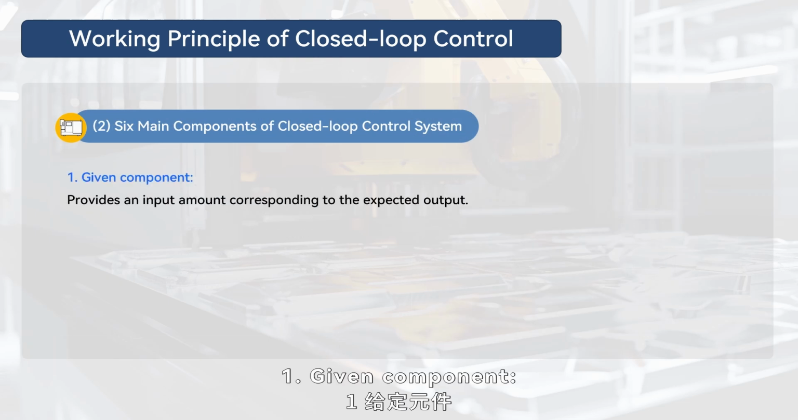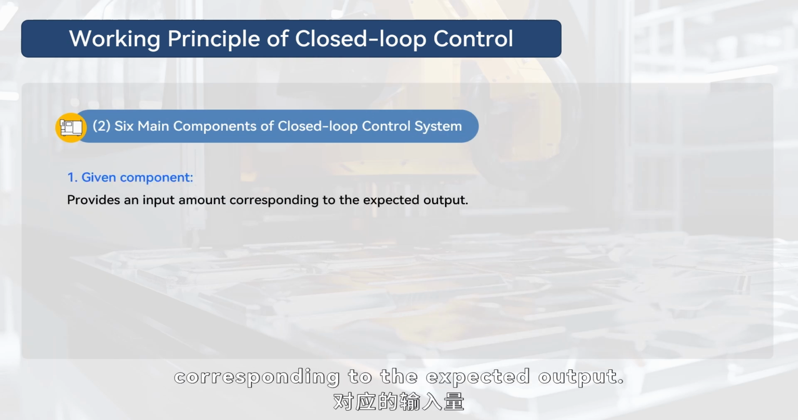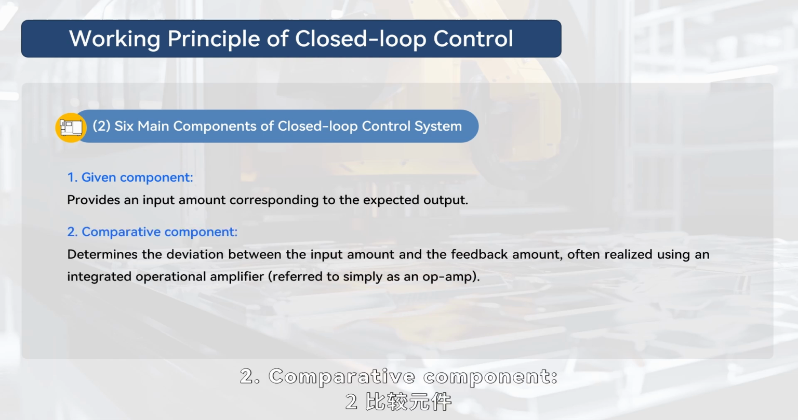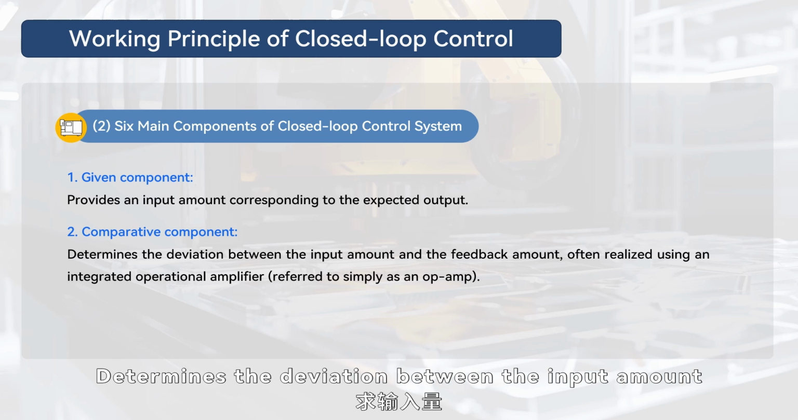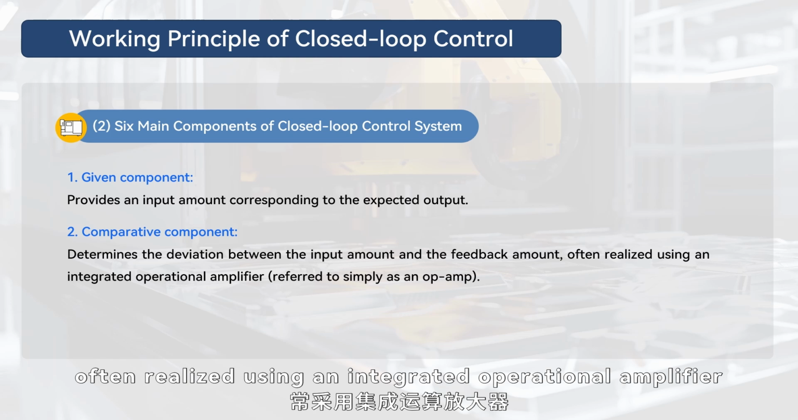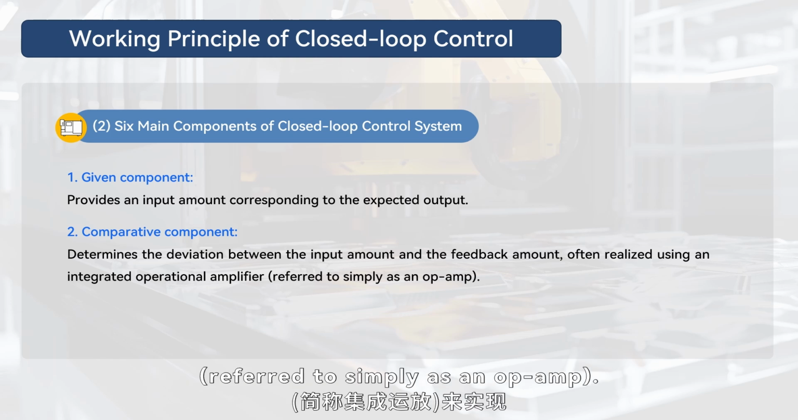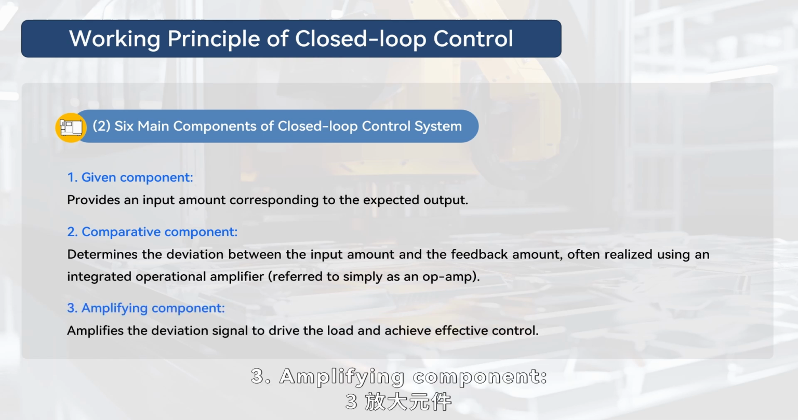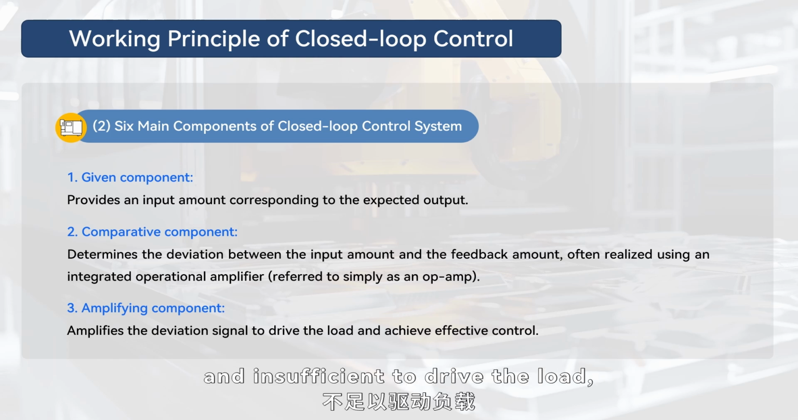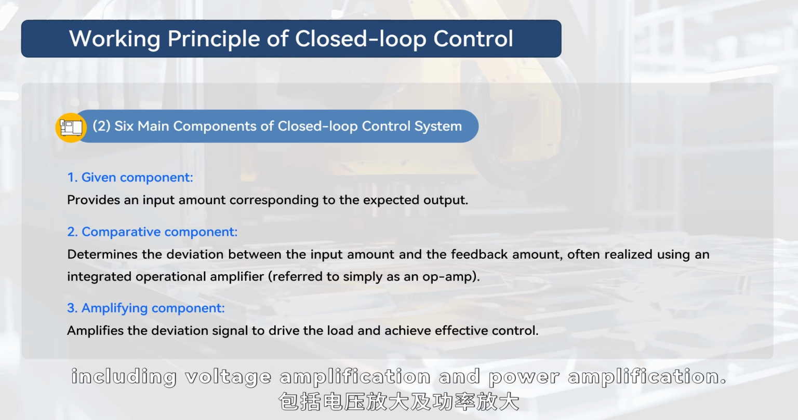1. Given component provides an input amount corresponding to the expected output. 2. Comparative component determines the deviation between the input amount and the feedback amount, often realized using an integrated operational amplifier, referred to simply as an op-amp. 3. Amplifying component. Since the deviation signal is generally small and insufficient to drive the load, an amplifying component is needed, including voltage amplification and power amplification.